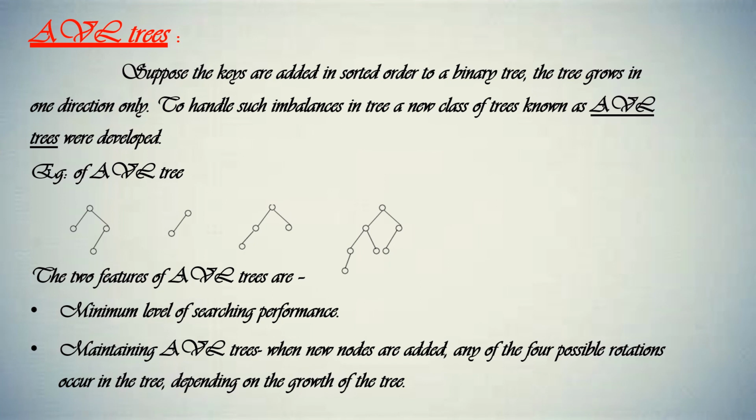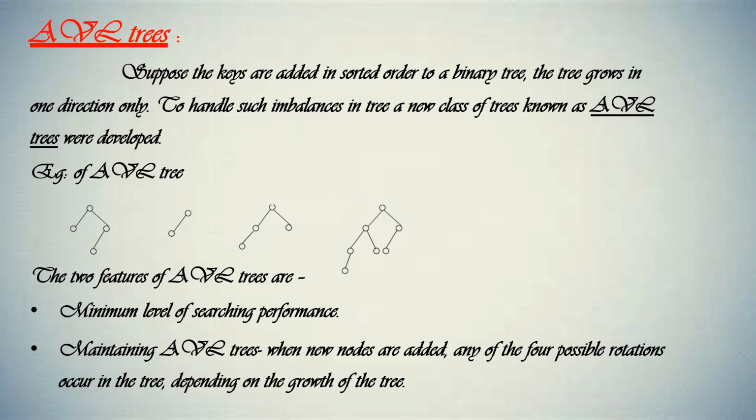AVL tree. AVL has been named after the inventors Adelson-Velsky and Landis. Suppose the keys are added in sorted order to a binary tree, the tree grows in one direction only. To handle such imbalances in trees, a new class of trees known as AVL trees were developed. These are the examples for AVL tree.